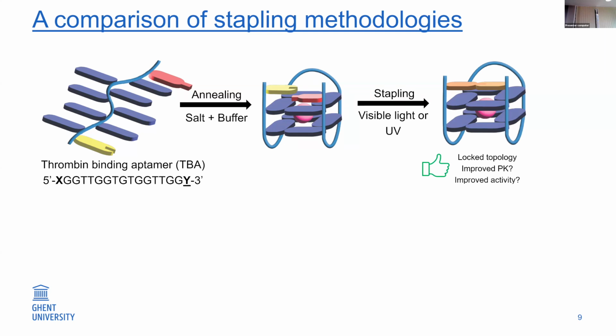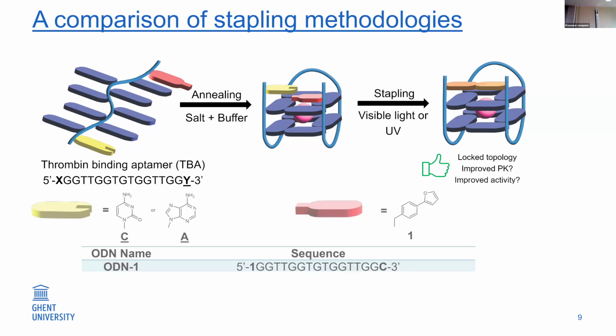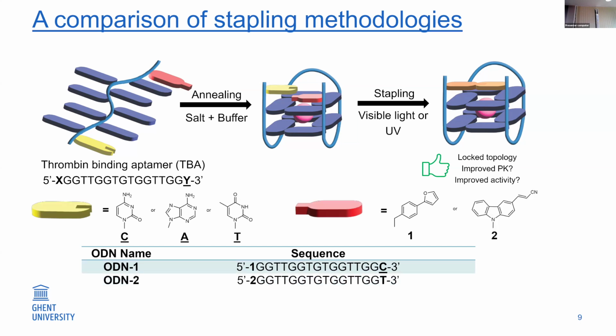Our idea is to lock the conformation and maybe also improve the pharmacokinetics of these oligomers. So we use our furan chemistry, and we also benchmark it with another linker, cyanovinyl carbazole, that is used as a photochemical linker and is also commercially available. These react with the thymine in a cycloaddition reaction in the presence of UV light.